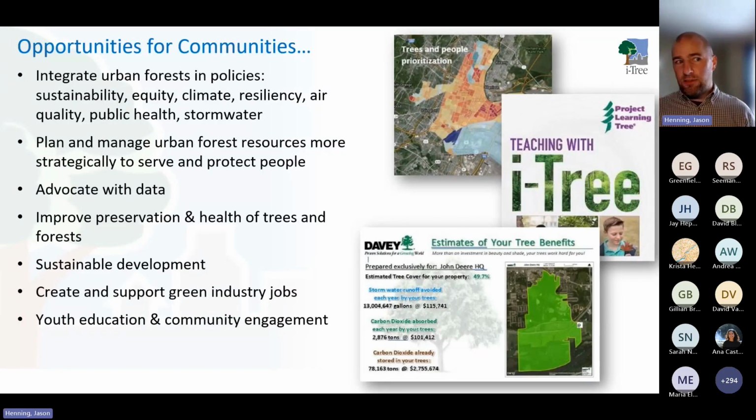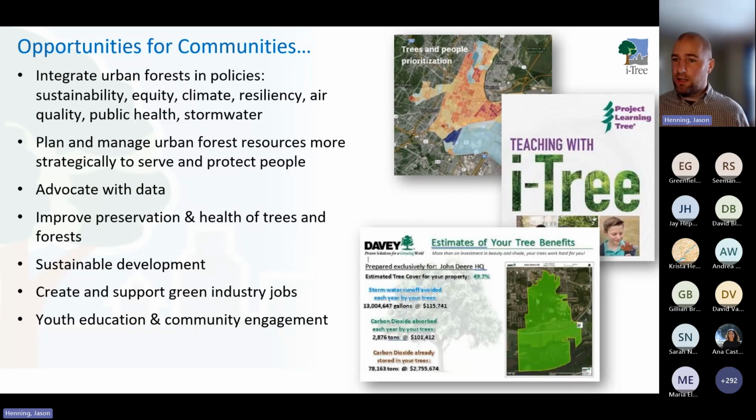But iTree really provides lots of opportunities. We are going to introduce all the tools, but there are lots and lots of ways to use these tools. There are lots and lots of ways to use the data about tree benefits, the magnitude of the benefits, how the benefits are distributed on the landscape, and how different trees provide different levels of benefits. So this can range across all sorts of topics, and we're going to touch on all of these as we go through the rest of the academy. You can use this to integrate into urban forest policies around all sorts of things: sustainability, equity, climate, resiliency, air quality, public health, stormwater.